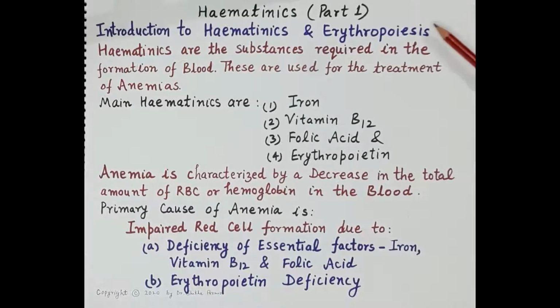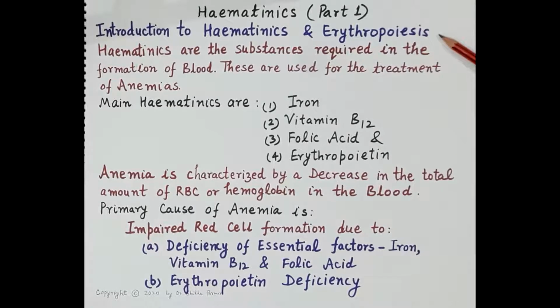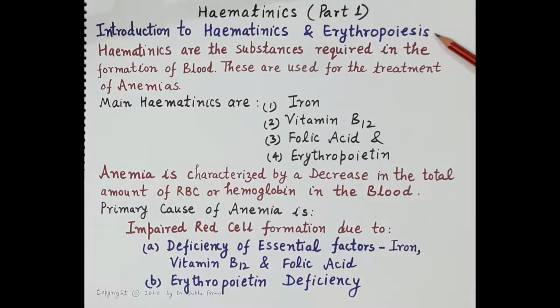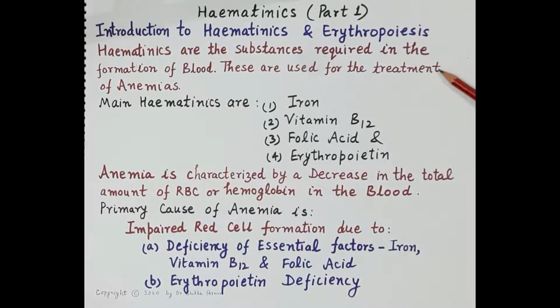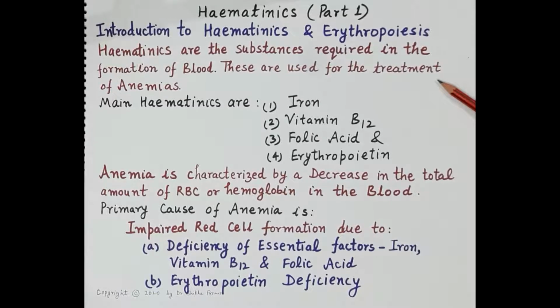This is first video, that is hematinics part 1. Introduction to hematinics and erythropoiesis. Now in this first video, we will discuss what are hematinics. We will also study the process of erythropoiesis so as to understand the role of hematinics in the formation of red blood cells. Now hematinics are the substances required in the formation of blood. These are used for the treatment of anemias.